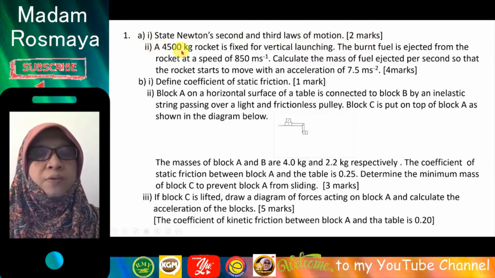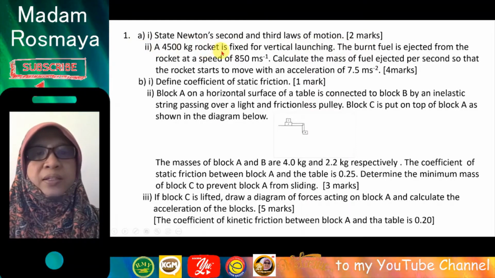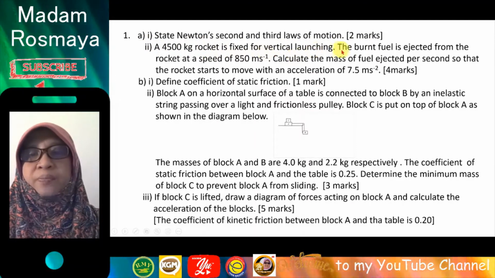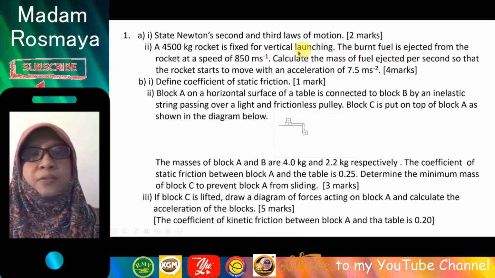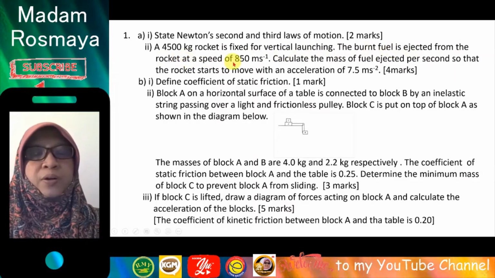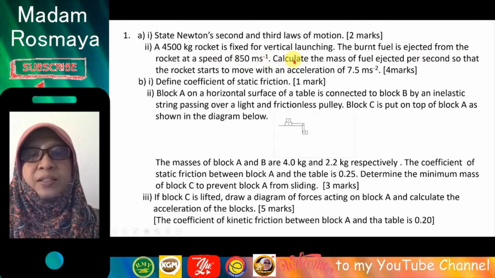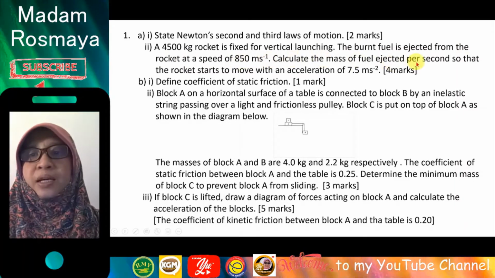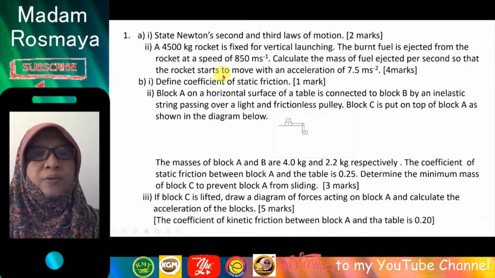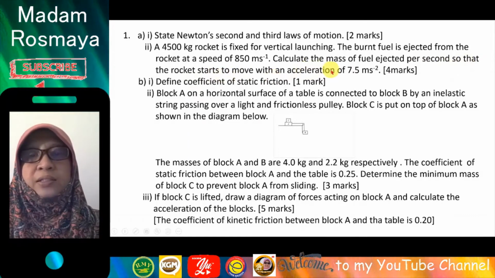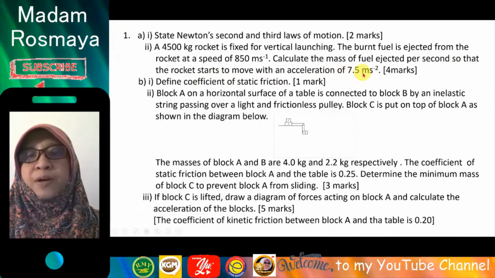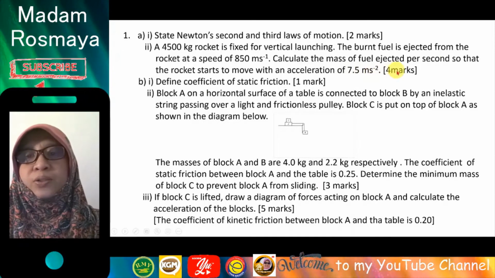A2: a 4,500 kilogram rocket is fixed for vertical launching. The burnt fuel is ejected from the rocket at a speed of 850 meters per second. Calculate the mass of fuel ejected per second so that the rocket starts to move with an acceleration of 7.5 meters per second squared. 4 marks.